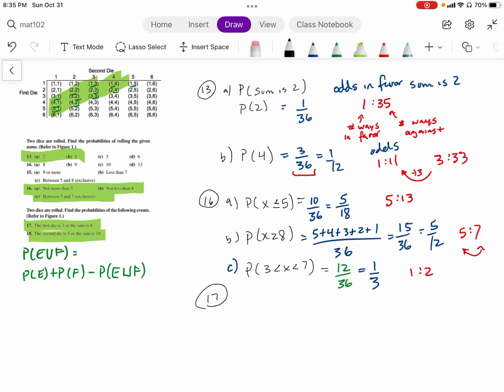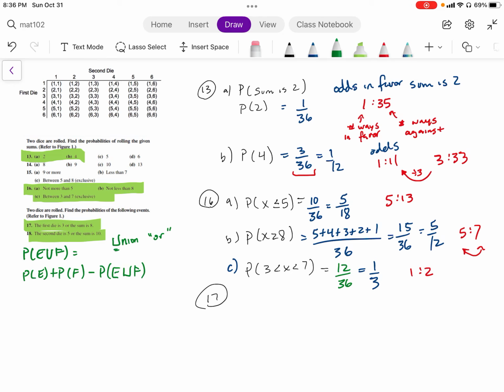All right, for 17 and 18, I included the union rule for probability here, and I wanted to explain that for a second. That's why I wrote it. In order to find the probability of two events combined with an or, a union is equivalent to saying, that's a union sign, that's like saying or. So the first die is 3 or the sum is 8.